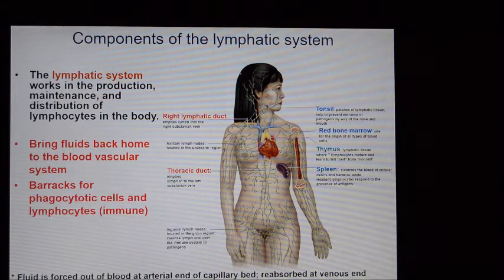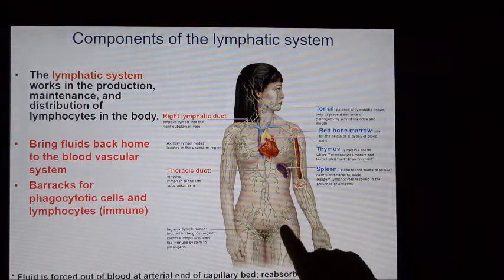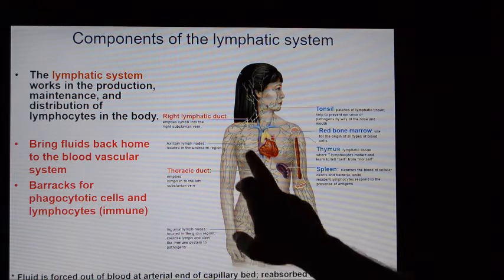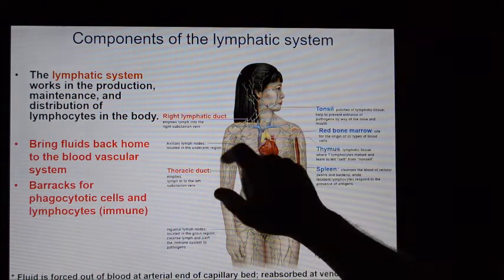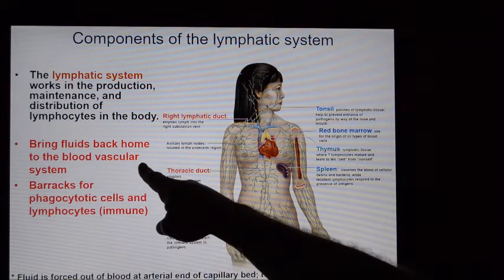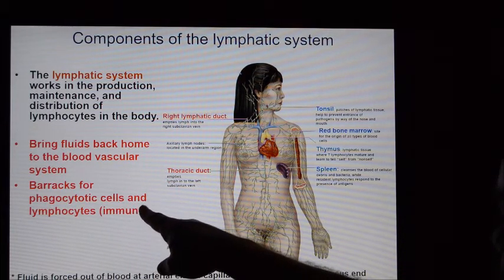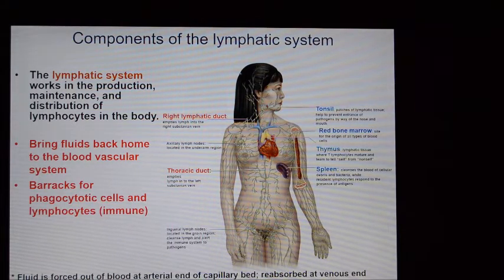Components of the lymphatic system. You can see that all outlined here. So what we have is all of these lymph nodes just all over the place, and then we have these thoracic ducts and lymphatic ducts that kind of drain back towards the heart. That's the idea. So we're slowly draining back towards the heart. It brings fluid back to the cardiovascular system. It is a barracks for immune cells.